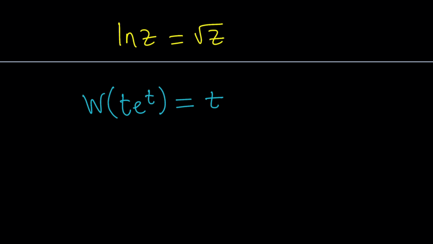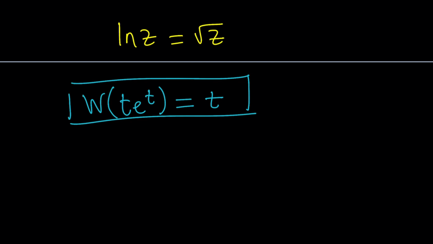If you're going to enter it into Wolfram Alpha, I believe you have to write product log, or maybe there's another way to write it with w underscore something, but I'm not completely sure about that. Anyways, let's go ahead and see if we can make it into this form, t e to the t.